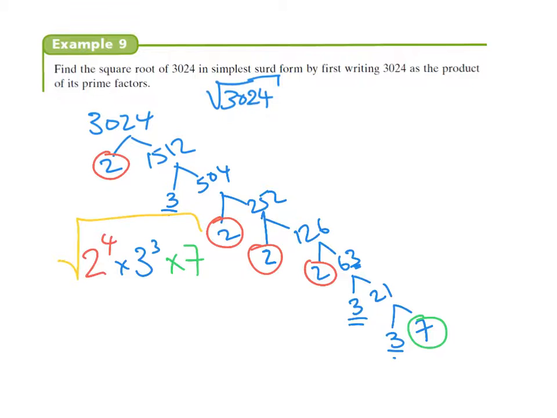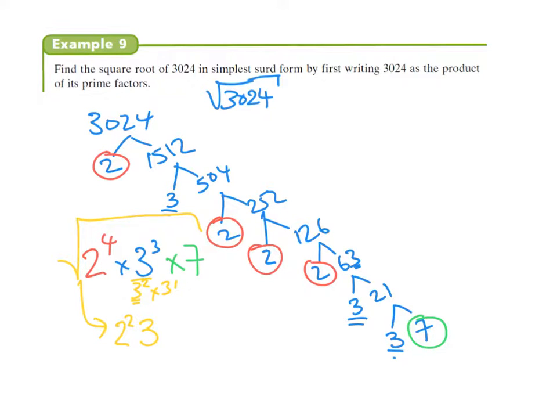Okay, let's square root it now. Fortunately, 2 to the 4 square rooted leaves us with 2 squared on the outside. 3 square rooted, not easy, but 3 cubed is 3 squared times 3 to the 1. I can pull the 3 out to the outside just as 3. You notice the 4 became a 2 because the square root of 4 is 2.